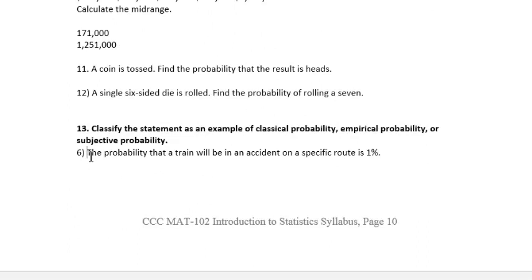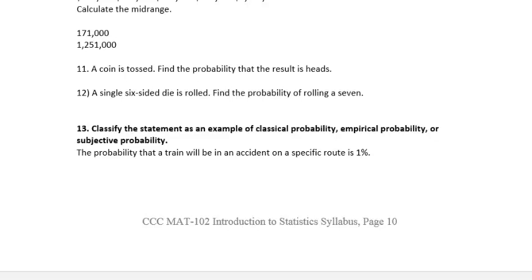Let's look at number 13 over here. Now, number 13 says classify the statement as an example of a classical probability, empirical probability, or subjective probability. So obviously, first thing we got to do is define those things. Well, classical means probability when all the events are equally likely. Probability of flipping a coin and flipping 3 straight heads, something like that.